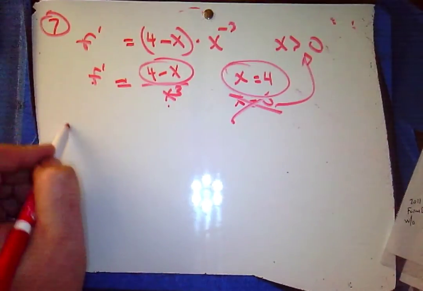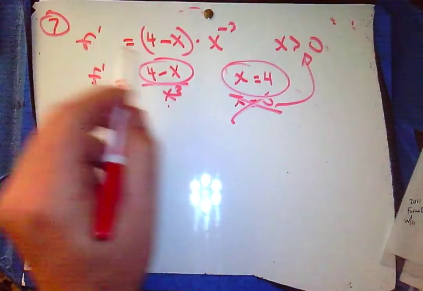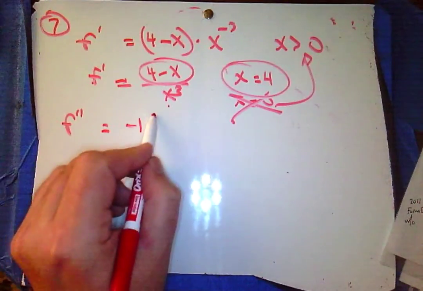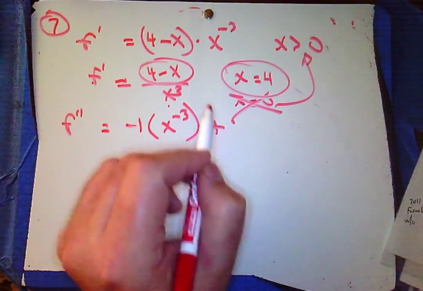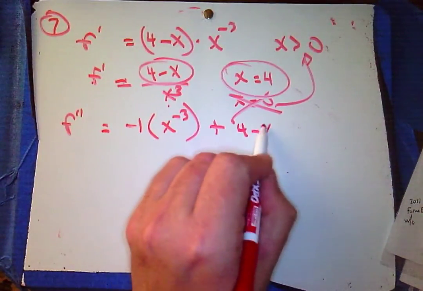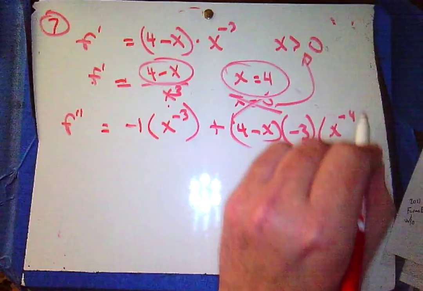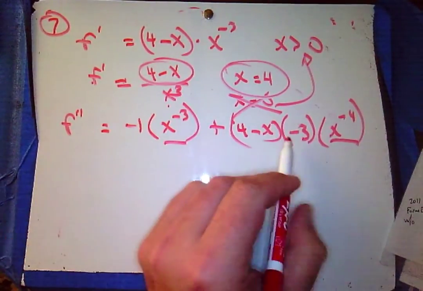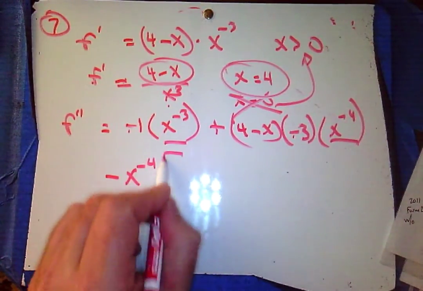This is an opportunity for me to use the second derivative test. I'm going to take the derivative of my f prime using the product rule. I'm going to have negative 1 times x to the minus 3 plus (4 minus x) times negative 3x to the minus 4. I'm going to factor out the smaller of these powers and the negative sign, negative x to the negative 4th.